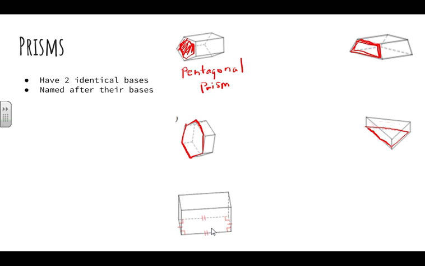Now down here, every face of this figure is a rectangle of some kind. There's no other shape. It's just all rectangles. So this is a rectangular prism, which is the most common and most basic of the prisms.